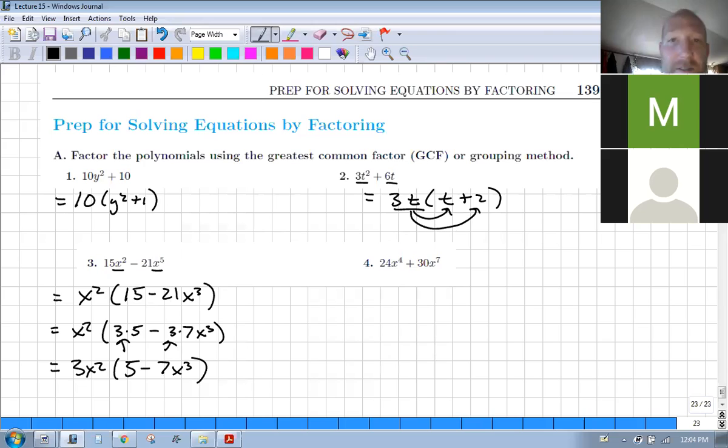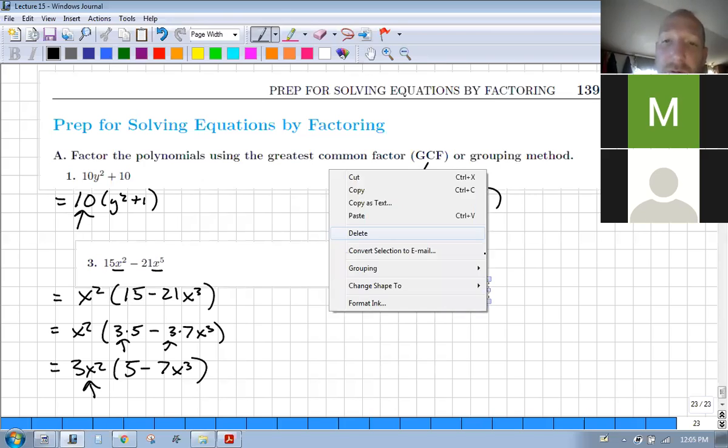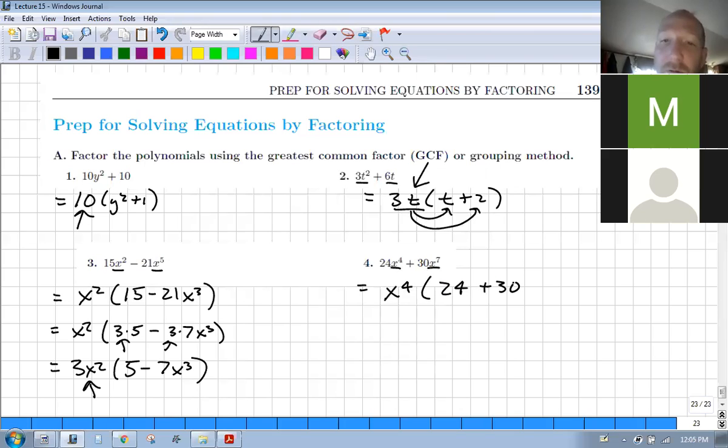All right, that's the GCF, the greatest common factor. This is our GCF. So this one, we've got an x to the 4th and an x to the 7th. We could pull an x to the 4th out. Oops, we did end up with that, but that's not our GCF. Let's see what it is.